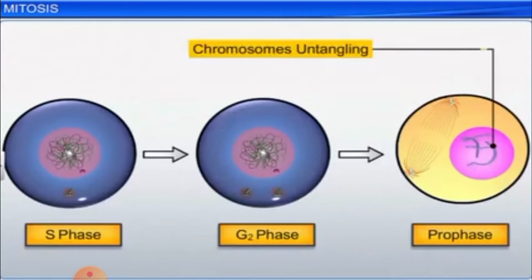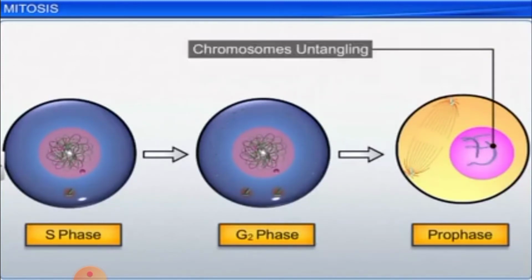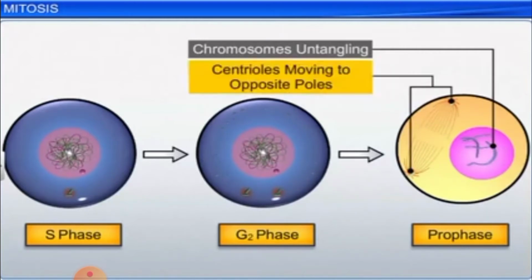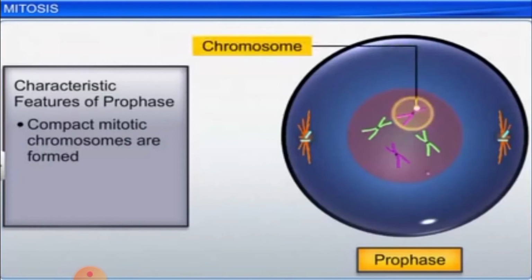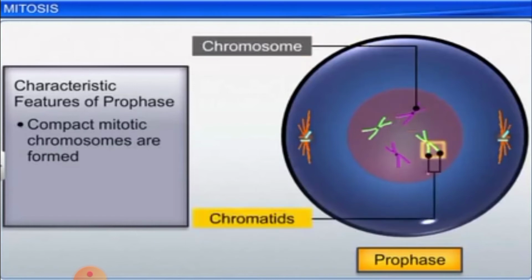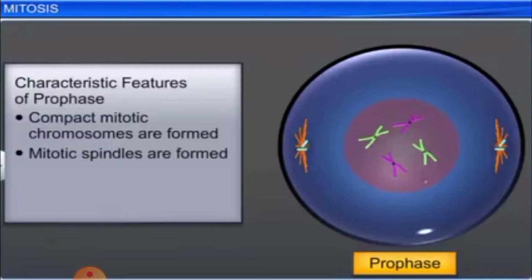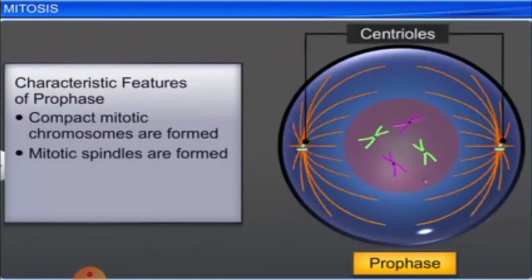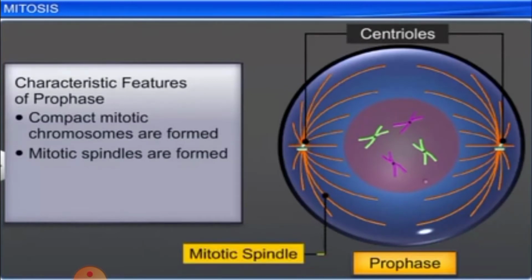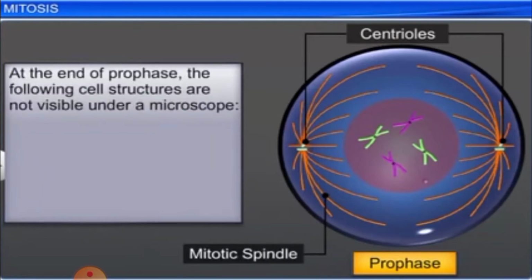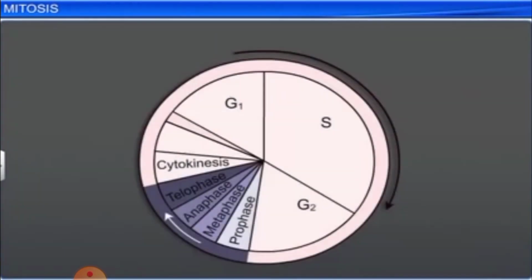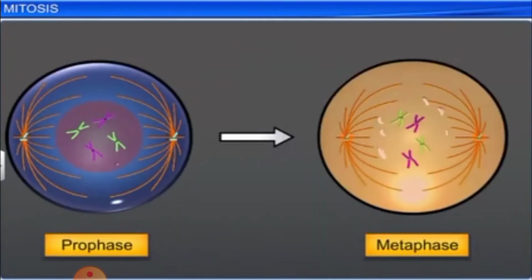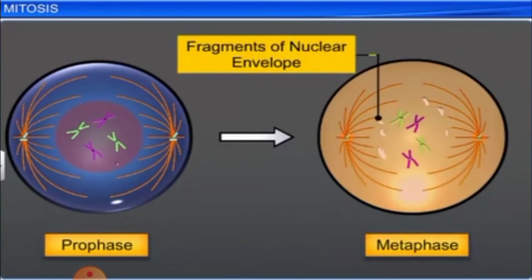Prophase, which is the first stage of karyokinesis of mitosis, follows the S and G2 phase of interphase. In the S and G2 phase, the new DNA molecules formed are not distinct but intertwined. Prophase is marked by the initiation of condensation of chromosomal material. The characteristic feature of prophase is that compact mitotic chromosomes are formed and mitotic spindles are formed. Chromosomes are seen to be composed of 2 chromatids attached together at the centromere. At the end of prophase, the following structures cannot be seen: the nucleolus, mitochondria and endoplasmic reticulum.